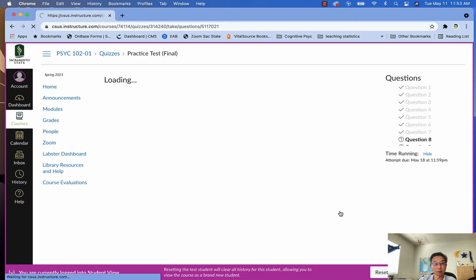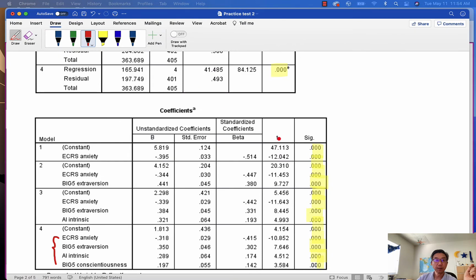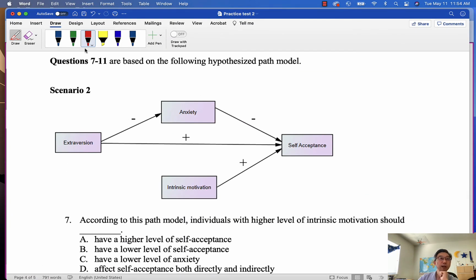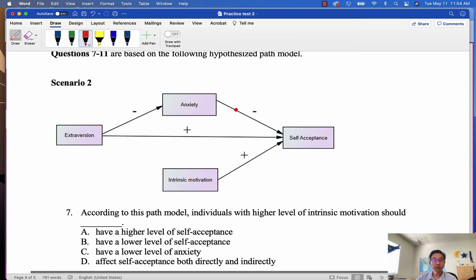All right. Then we'll move on to the next question. Okay, so here we are looking at scenario number 2. So this is a path model. We should recognize that instantly. So let's check this. When you look at path models, the couple things you always think in terms of are, okay, which ones are intrinsic variables? So that's intrinsic, right? And self-acceptance is also an intrinsic variable. And it's positive versus negative.